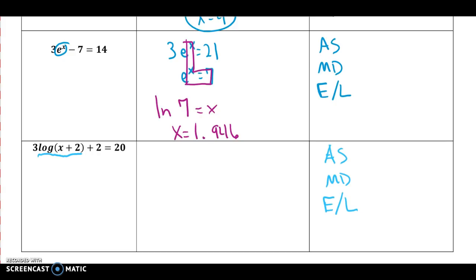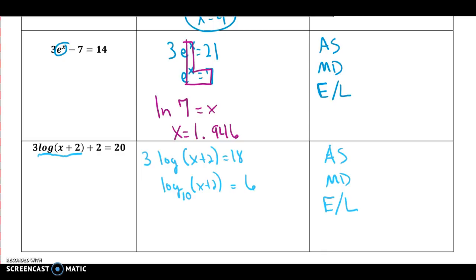So I'm going to start by moving the 2. I'll subtract it. That's going to give me 18. And then I'm going to divide by 3. And that's going to give me 6. And now what I'm ready to do is turn it into an exponent. Now this log needs a base to do that. And when you don't see it with the word log, it's a 10.